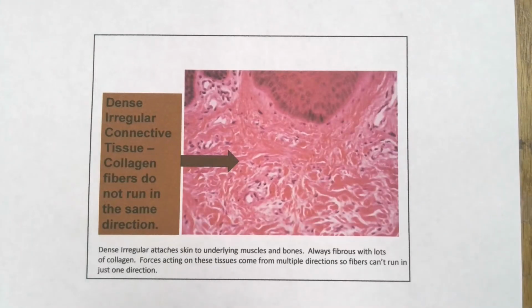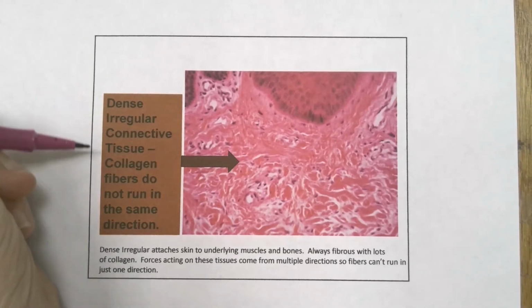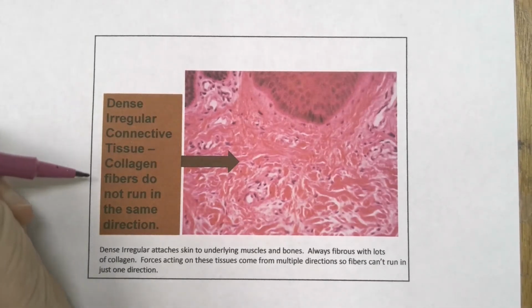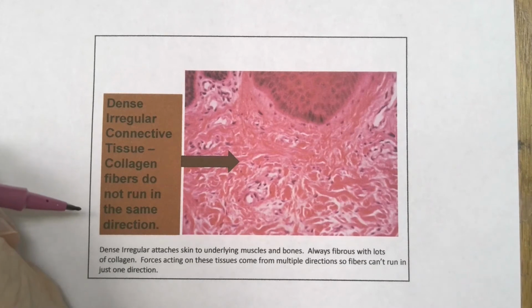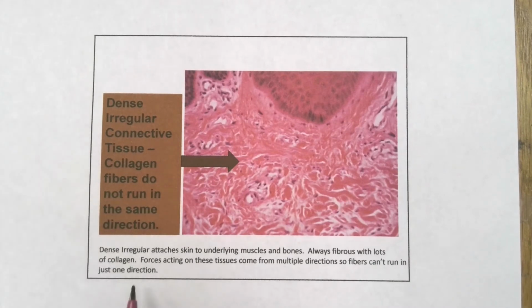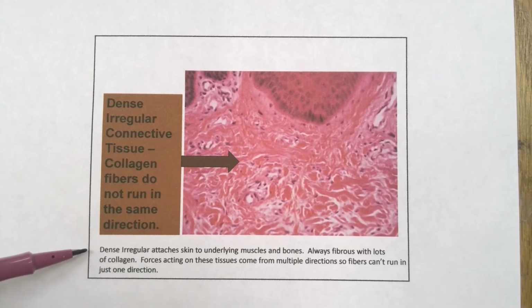All right, then we've got in this picture dense irregular connective tissue. So the collagen fibers do not run in the same direction. So down underneath that, again, you probably can't see very well on your copy, it says dense irregular connective tissue. It attaches to the skin, to underlying muscles and bones. So this is going to be part of your skin, for example.